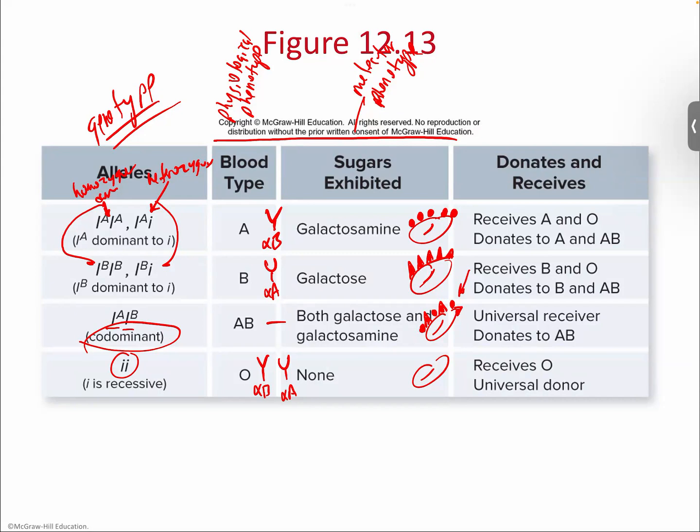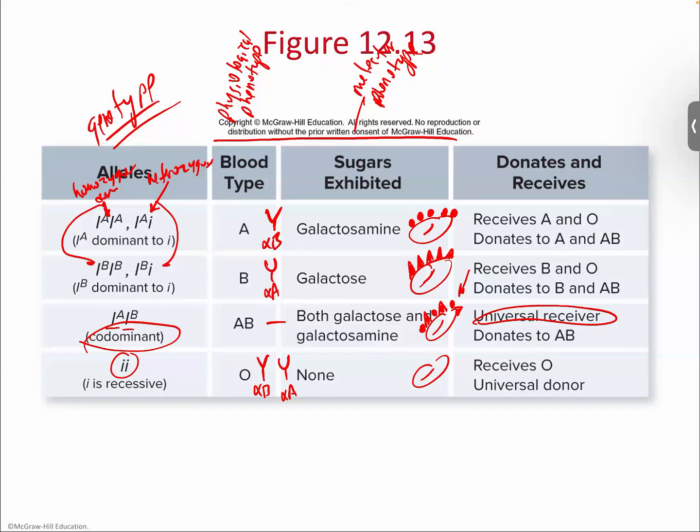Can a B person take it from an AB person? No, because the A part would trip their system. Can they take it from an A person? No. Can they take it from O? Sure. Now, what about the AB person? Can they take blood from an A person? Sure, because they've got A too. Their immune system's like, yeah, I know what A is. Can they take it from a B person? Yeah, because they've got B. Of course, they can take it from an AB person. And can they take it from an O person? Sure. So AB is what we refer to as the universal receiver.